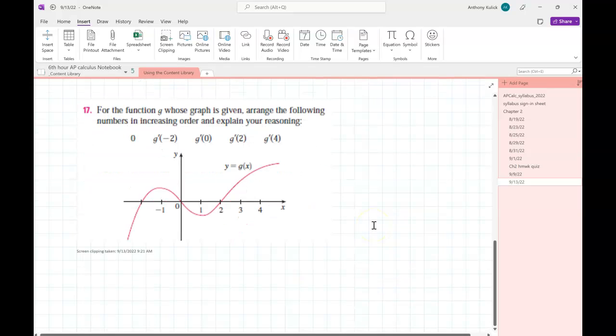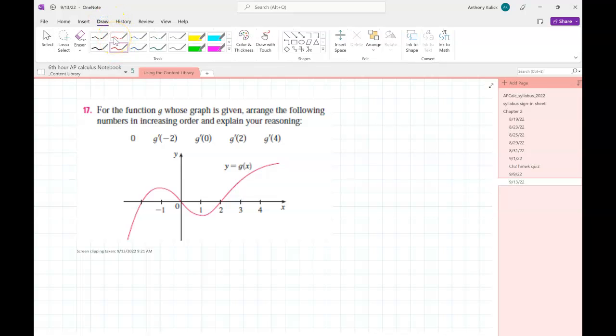For the function g whose graph is given, arrange the following numbers in increasing order, and explain your reasoning. Okay? So I'm just going to talk through the reasoning. I'm not going to write anything down for that. I'm going to have 0 in the middle because negative things are left of that. Positive things will be to the right of that. The rest of these are derivatives. So at -2, we're looking at that slope, which is pretty positive. It's pretty steep.